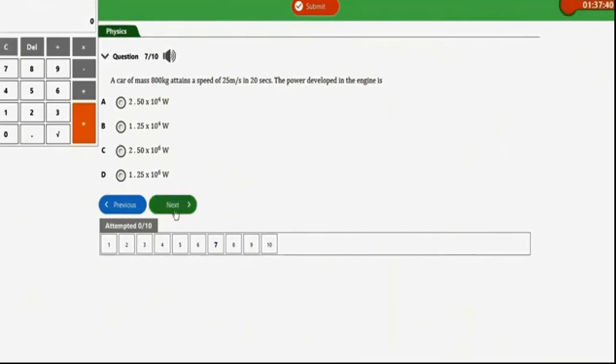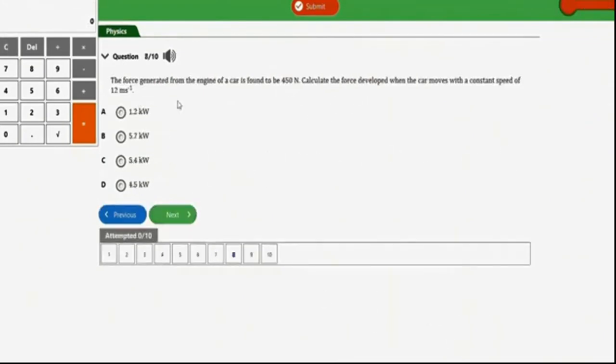So the next repeated question will be this. It says the force generated from the engine of a car is found to be 450 Newton. Calculate the force developed. Now take note that this is supposed to be calculate the power developed when the car moves with a constant speed of 12 meters per second. Okay, that means the power developed and not the force developed.